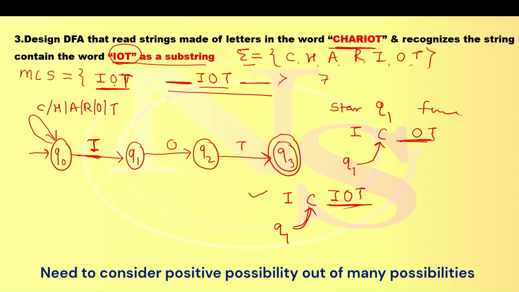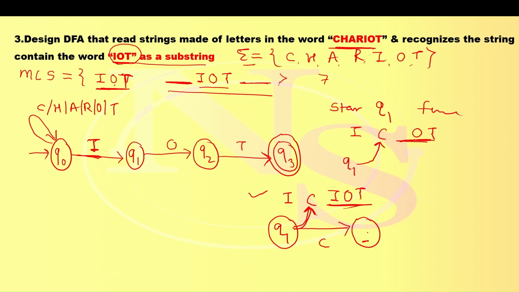So Q1 is a state trying to find transition for C. It's going to some other state, and that some other state should read the IOT, and that should go to final. Why? Because this is a valid string. Q1 reading the transition for label C, going to some other state will read the IOT and will go to the final state. Now we need to find what is the some other state which will read the IOT and will go to final state.